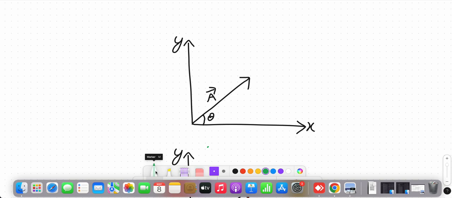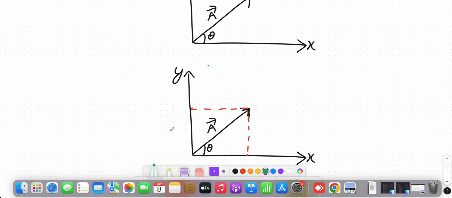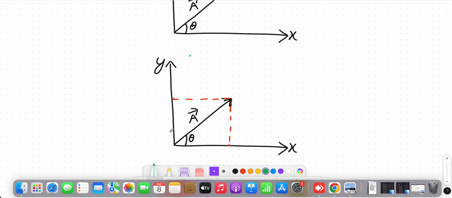A, and it is making an angle theta with x axis. Now let me draw perpendicular from vector A to x axis and y axis, so that this length is called AX and this length is called AY. So let me draw a triangle. Here this is AX, this is AY.